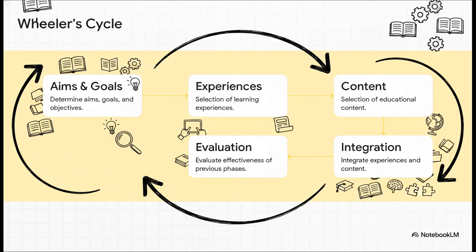He structures this whole thing into 5 interdependent elements, heavily focused on situational analysis. Look, you still determine your aims, goals, and objectives. You still select your learning experiences and content and then integrate them. But the real magic, that happens right at the end. Step 5, evaluation, feeds directly back into Step 1. It creates this continuous loop of optimization. The curriculum is just constantly adapting and evolving.